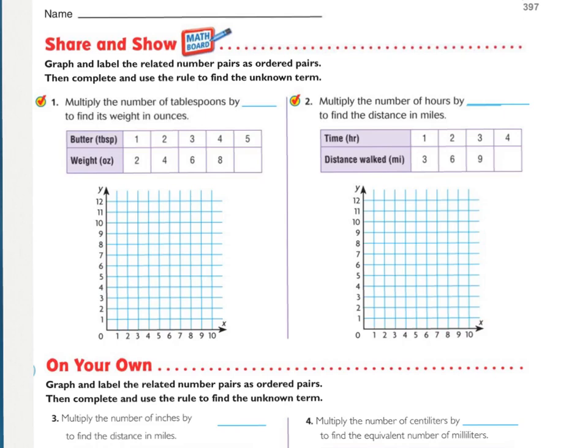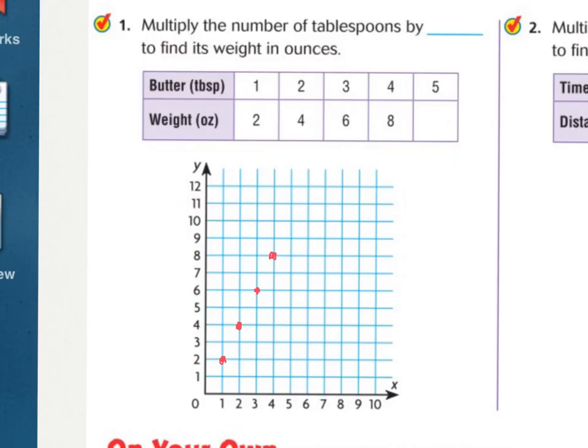Complete your share and show problems. Press pause while you work. The first step in number 1 is to graph and label the related number pairs. So here's my first 4 that I graphed. Complete using a ruler, make it a line, connecting the dots, make sure you go through the origin. So now I have my line, and what is the rule?